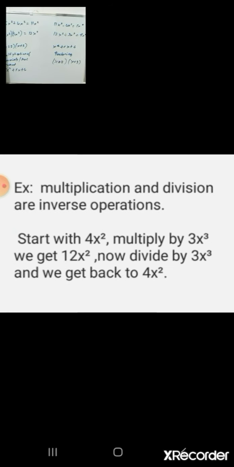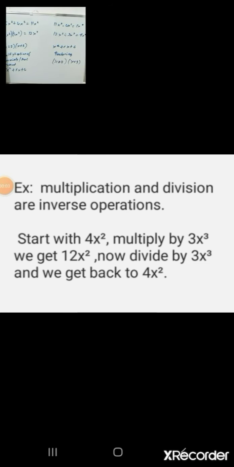Another example: multiplication and division are inverse operations. Start with 4x squared. Multiply by 3x cubed, we get 12x to the fifth. Now divide by 3x cubed, and we get back to 4x squared. Did you get me?